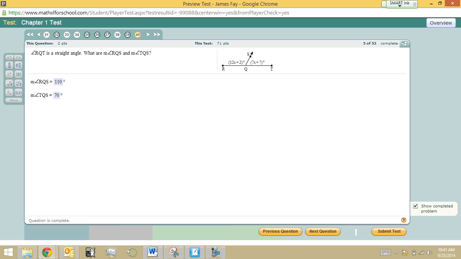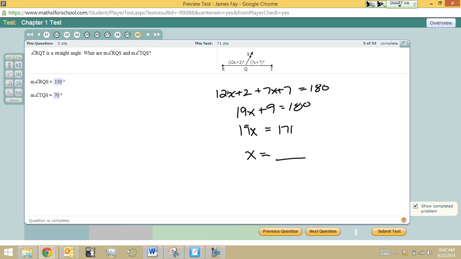Here they say it's a straight angle. So if it's a straight angle, they're supplementary. So I'll take 12x plus 2. Add to it 7x plus 7, and they should equal 180 if they're supplementary. 19x plus 9 is equal to 180. 19x equals 171 then. Go ahead and solve for x. Plug it back in then for the 12x plus 2 and the 7x plus 7. And then you will be able to determine that they're 110 and 70 respectively.